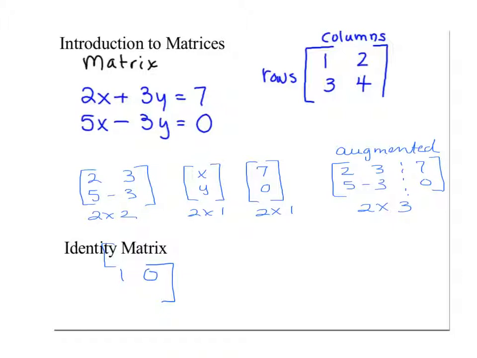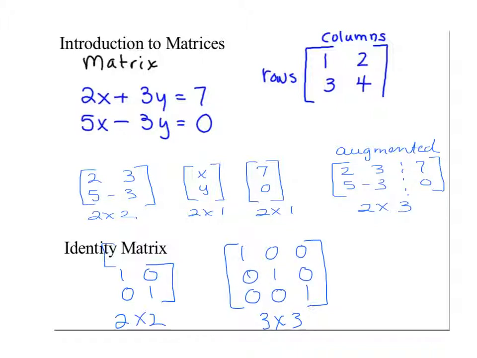So it has a 1, 0, and then a 0, 1. That looks like an identity. This is a 2x2. If you had a 3x3, it would look like this. Do you kind of see the pattern? So it just has the ones, and it has the ones in this diagonal right here. And those are called the identity matrix.